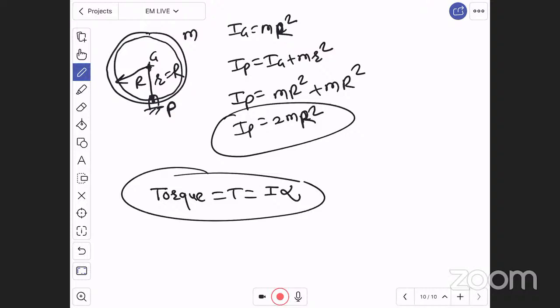Now, if anybody has a doubt, please ask me, because we are going to solve numericals, previous year GATE numericals. If no doubt, let us jump on to numericals. My dear students, you already know that torque is nothing but force into perpendicular distance, which is nothing but I alpha.